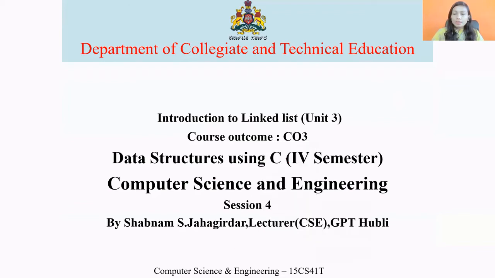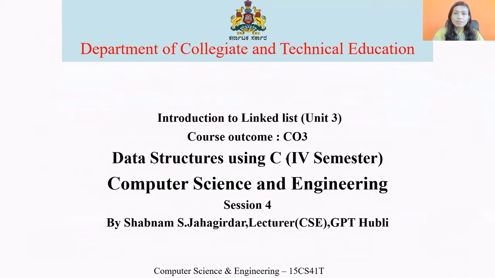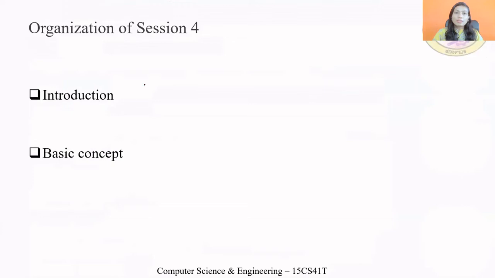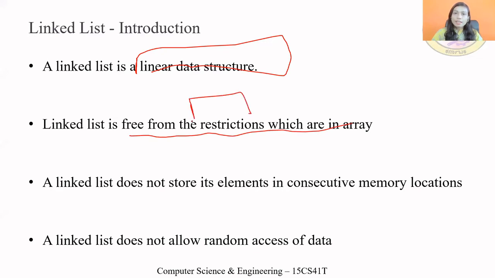So we'll be studying about linked list today. In today's class, we'll see what is linked list and its basic concept. So linked list is nothing but a linear data structure. Linear data structure means it will be arranged one after the other, and it is free from restrictions which are in array. Any linked list will be having something called nodes. A linked list is collection of nodes.